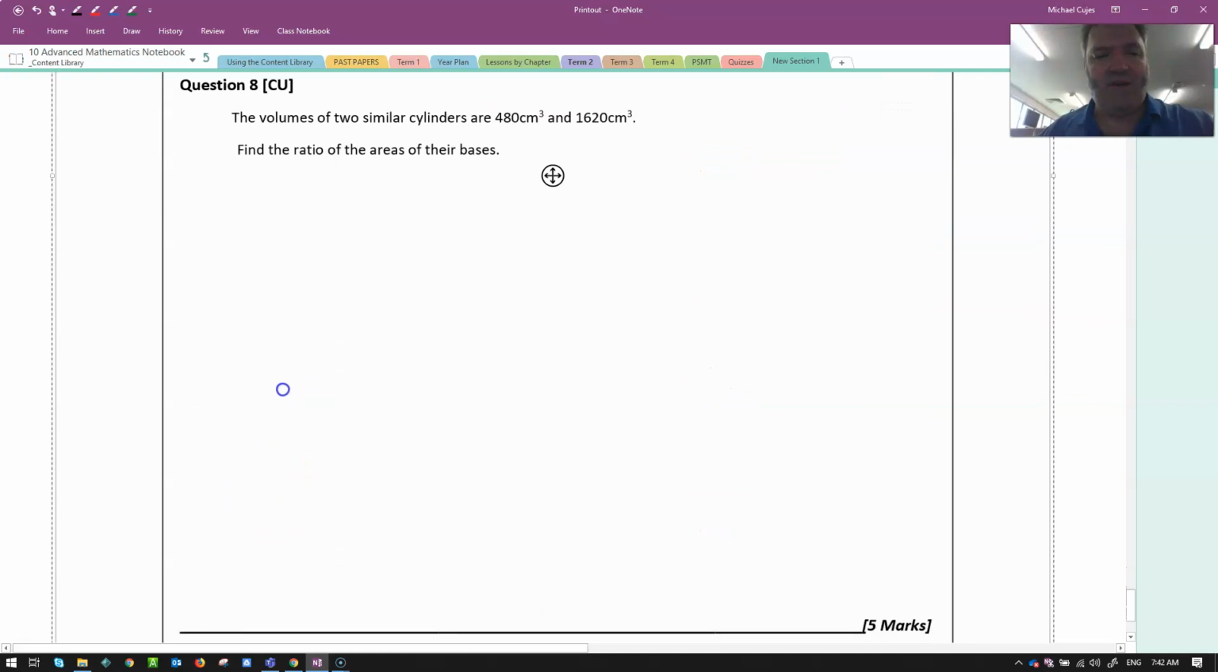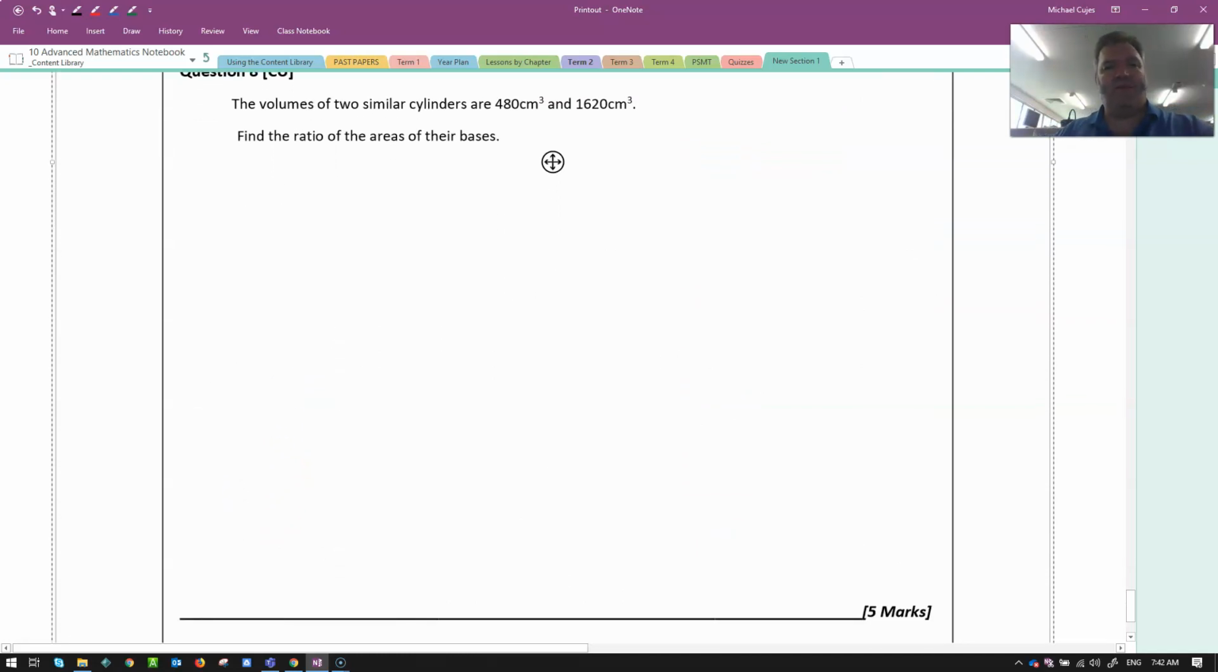Volumes of 2 cylinders are 480 cubic centimetres and 1,620 cubic centimetres. Find the ratio of their bases, the areas of their bases. Let's find the scale factor of the 2 volumes first of all. So I'm going to do the big divided by little. You could do it the other way, but I like working with whole numbers if I can, and there's a chance that when I go 1,620 divided by 480, then I might get a nice number. Did you get a nice number?